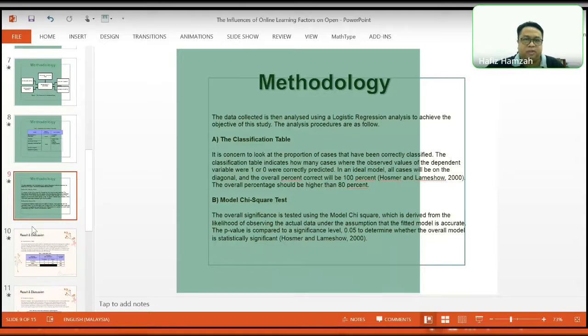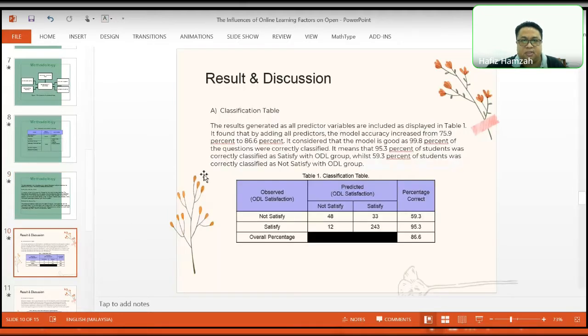Okay, so that will be the methodology. So we are using the logistic regression, and we have two analysis procedures. We start with the classification table and then the model chi-square test. Okay, so for the results and discussion, the first one is the classification table.